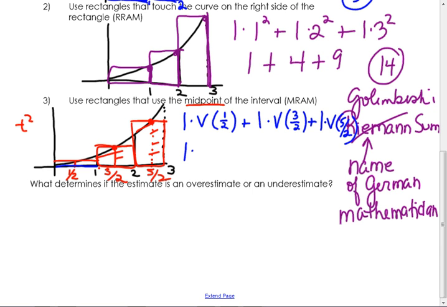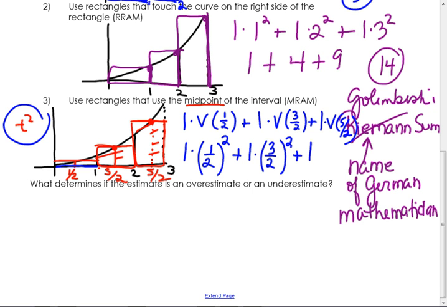So what is the function I'm going to do? t squared. Do I need parentheses? Yes. Anytime you substitute, you always need parentheses. Sometimes you can get away without them. The problem is you don't always know when that is. Okay, this is 1 times 3/2 squared plus 1 times 5/2 squared. And that's all you need for your full points.